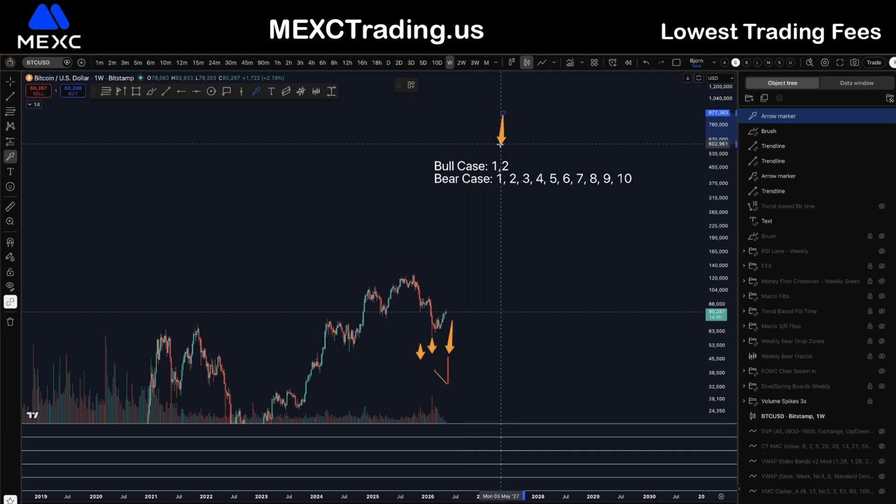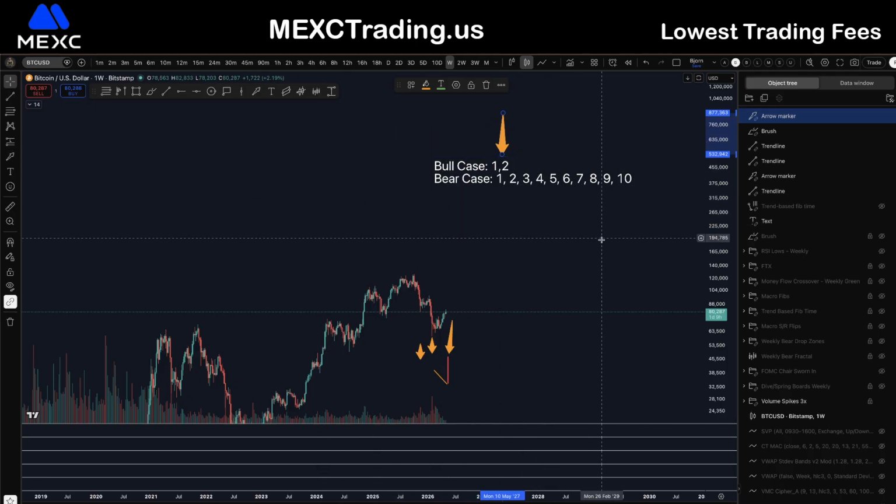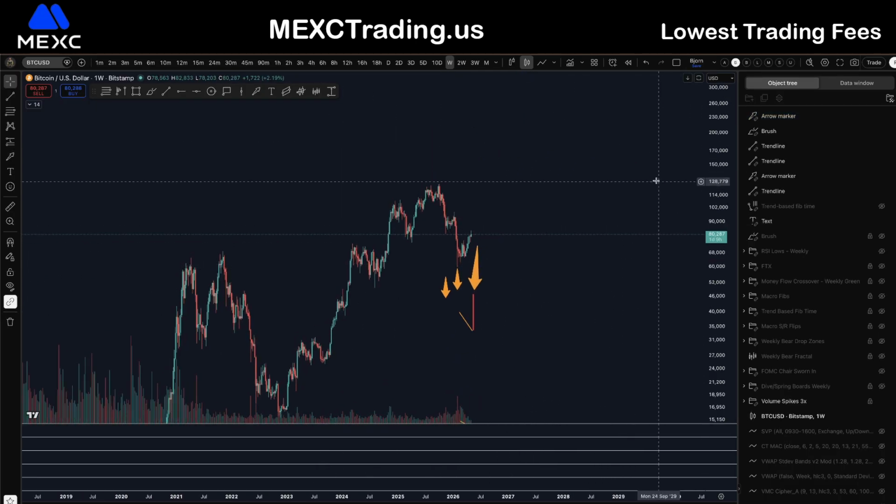Is money flow really king? Or is this too much for even the king? That's for you to decide, guys. It's just for me to present the case. Bear case versus bull case. Who will win? You decide.